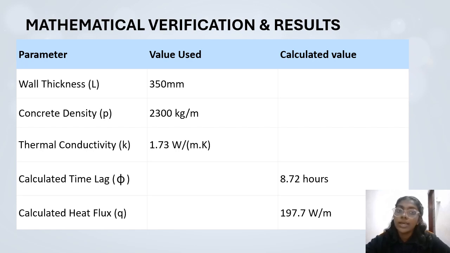8.722 hours. This means that the heat absorbed during the daytime is released during the colder nighttime period, which is ideal for indoor heating application. The calculated heat flux was around 198 watts per square meter, which satisfies the required performance criteria. Therefore, the mathematical analysis confirms that the proposed Trombe wall design can effectively provide passive heating with good thermal efficiency.